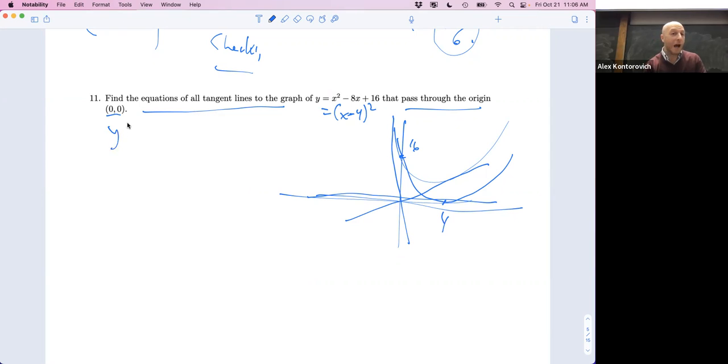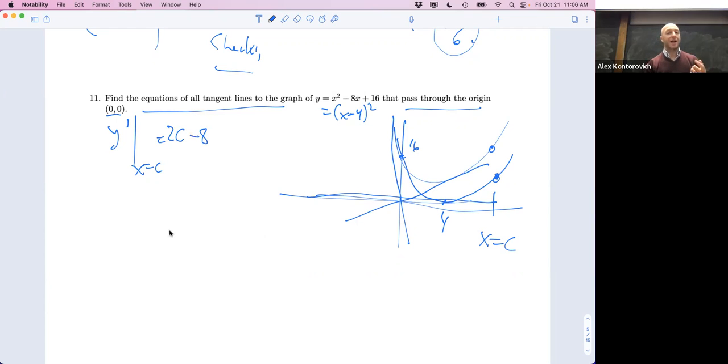What's the derivative? There's no better way to do this than to say, let's say we're at some point c. Here's our parabola, so that we aren't confused about x's and c's, because we're going to want to write down what the equation of the tangent line is. So what's the derivative at x equals c? The derivative at x equals c is 2c minus 8.